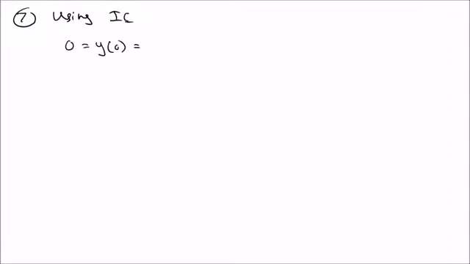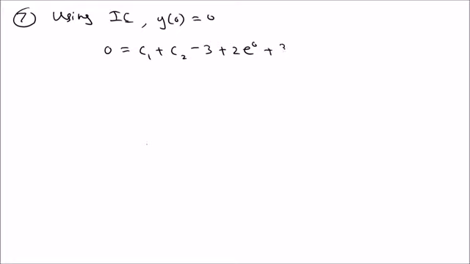That means you plug in 0 for all the t's. So what are you going to get? Let's write a separate equation for that. It's much easier like that. Using initial condition y(0) equals 0, we have 0 equals c1 plus c2 minus 3 plus 2e^0 plus 3/5 cosine 0 plus 1/5 sine 0.